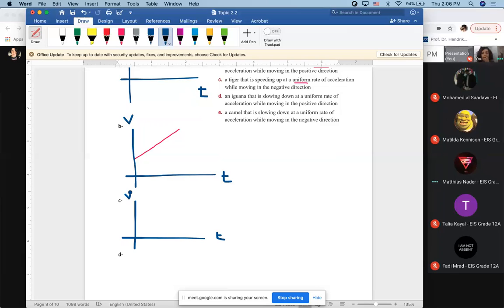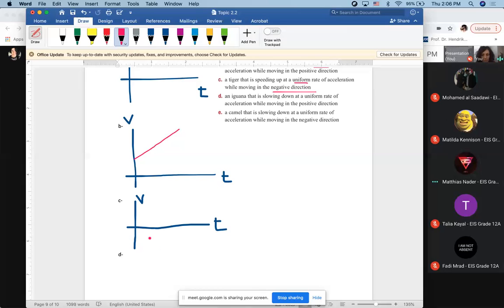A tiger that is speeding up at a uniform rate of acceleration while moving in the negative direction. So the tiger is moving backwards. Speeding up, so it should go to the right first, and they said negative direction.